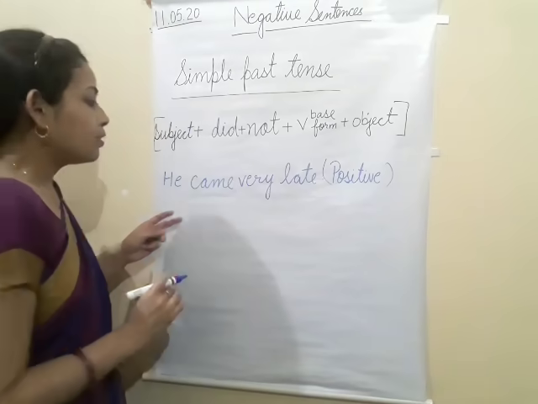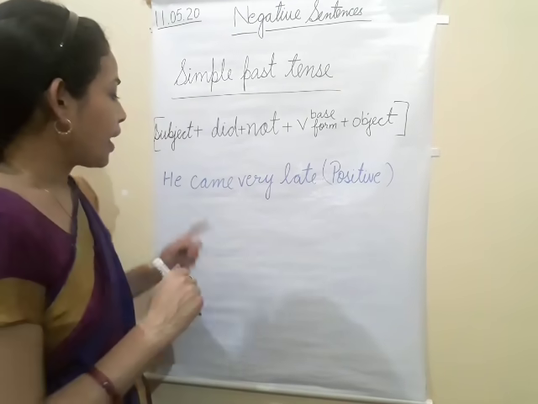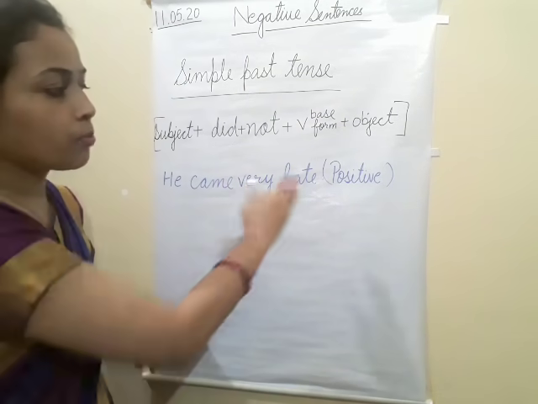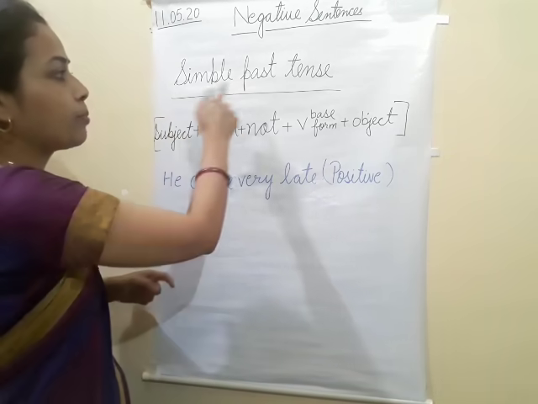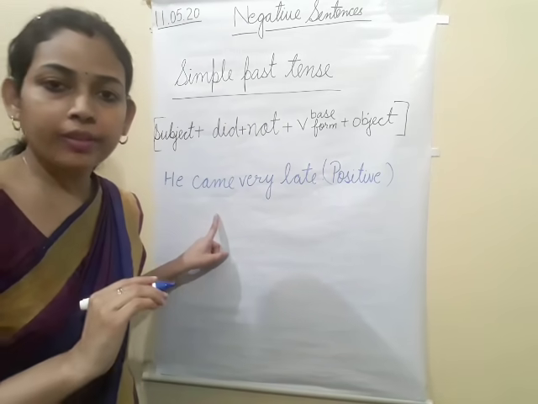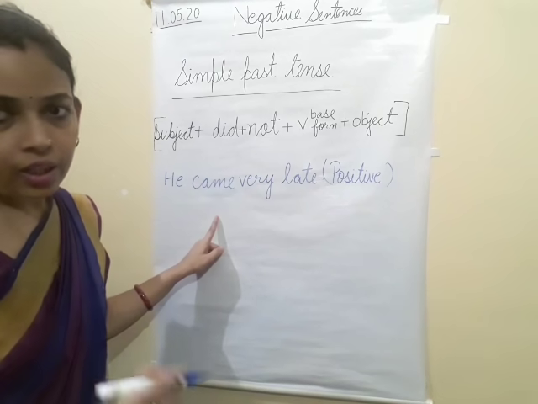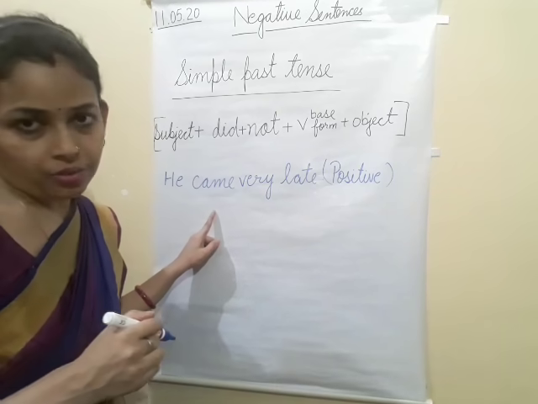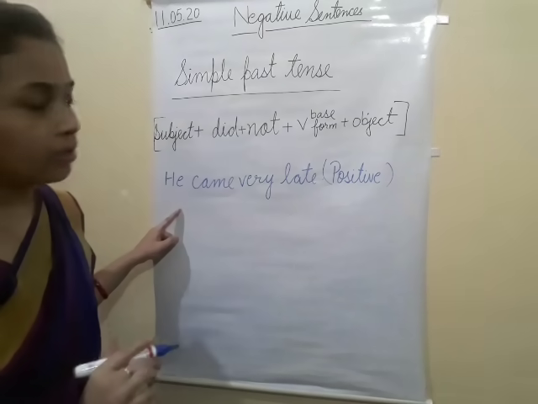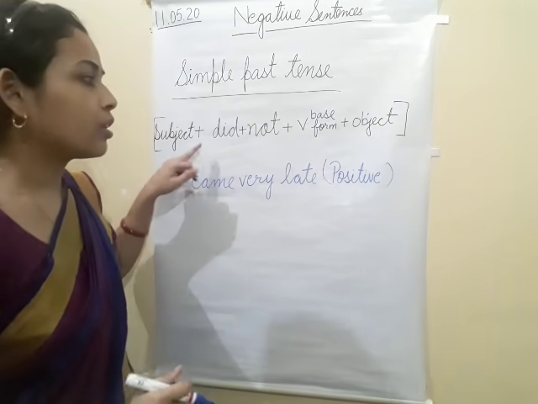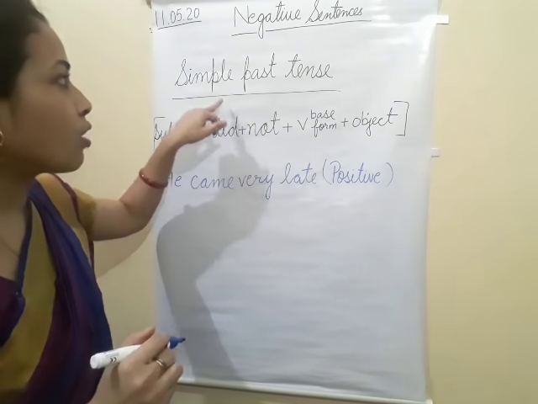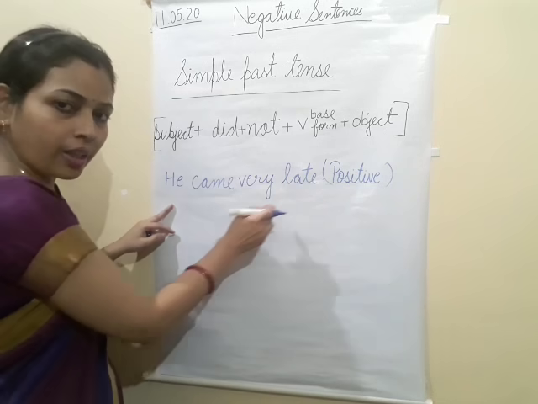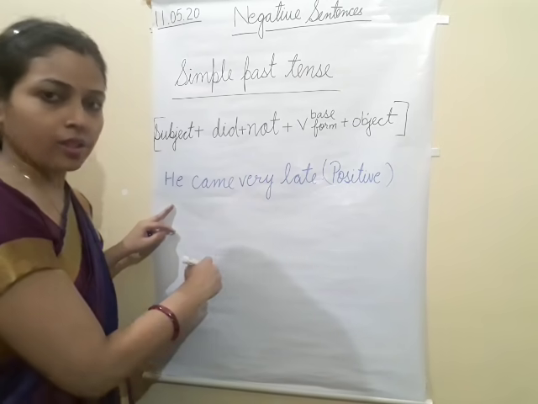So here, as you can see, I have written one example. He came very late. This is a positive or affirmative sentence of simple past tense. Now how we change it into negative, that I am going to tell you. This is the structure of the negative sentence. This positive or affirmative sentence I will change into negative.